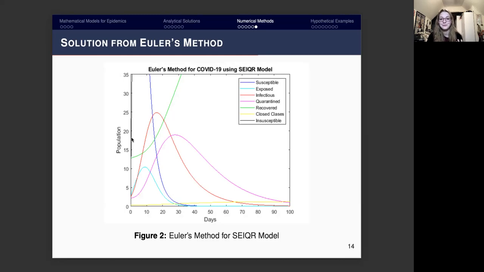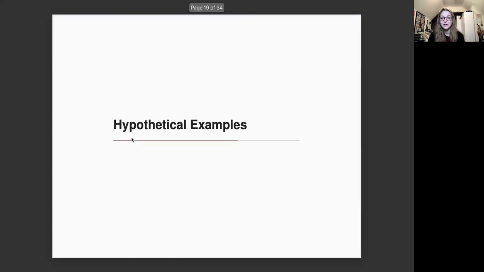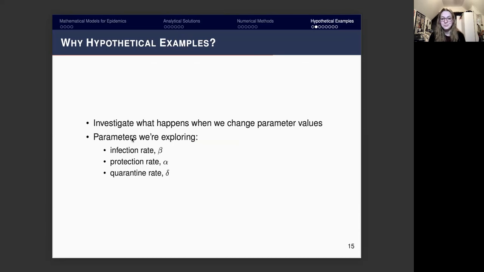So what happens when we find different parameters, and how will this affect our graph? We're going to talk about some hypothetical examples, and these are really important when we want to investigate what happens when we change our parameter values. For this presentation, we're going to be exploring what happens when we change the infection rate, the protection rate, and the quarantine rate. We're looking at these values specifically because these are ones that we can more control ourselves, that don't have to do with the properties of the virus itself.